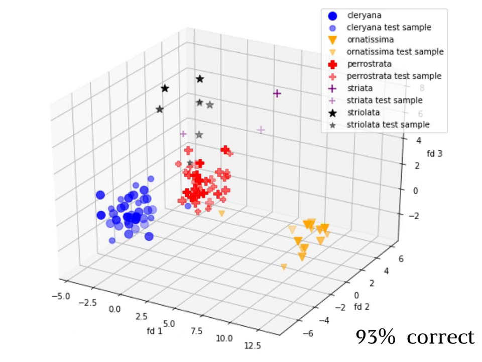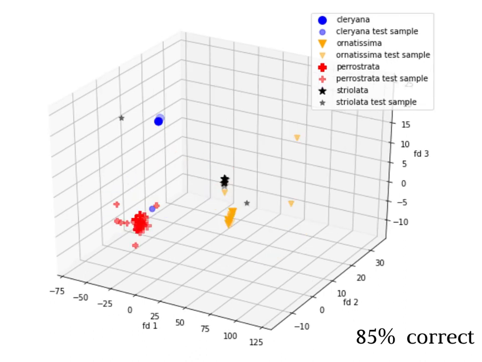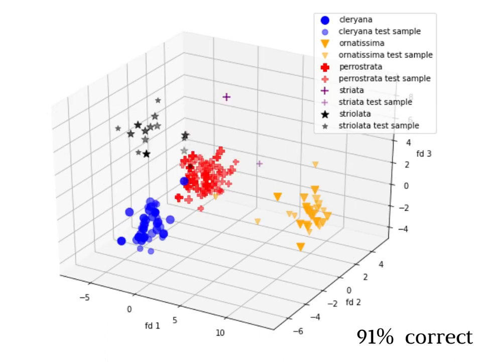As a result, for the left valves, 93% of the cases were correctly classified, and we can see a good separation between the species. For the right valve, 85% of the cases were correctly classified. We have fewer specimens of right valves. That's why the graphic is more empty. And for both sides together, 91% of the cases were correctly classified.